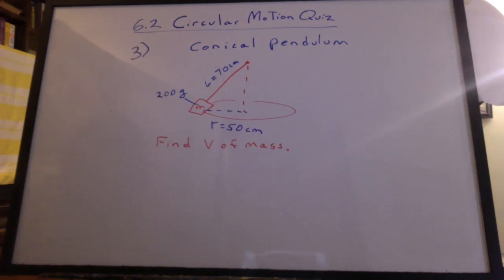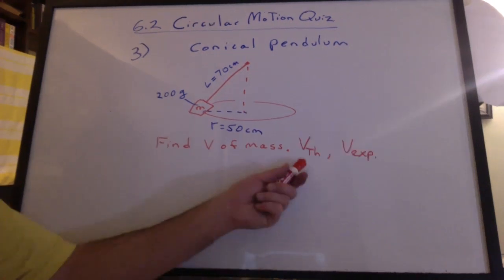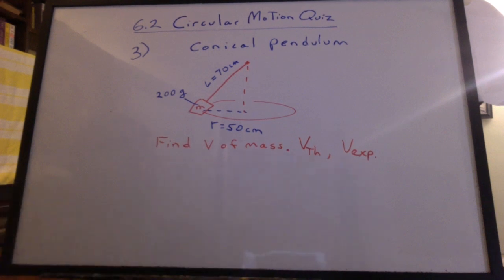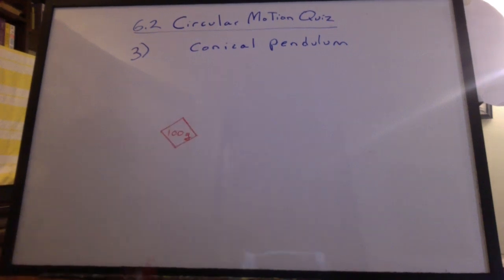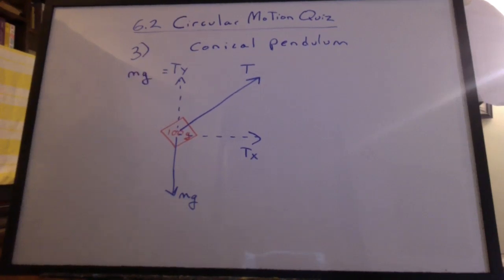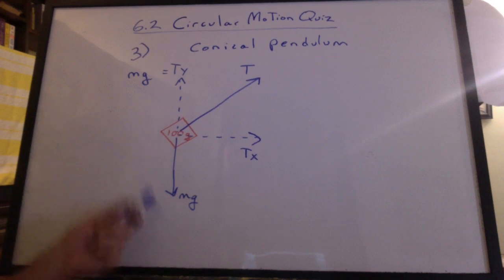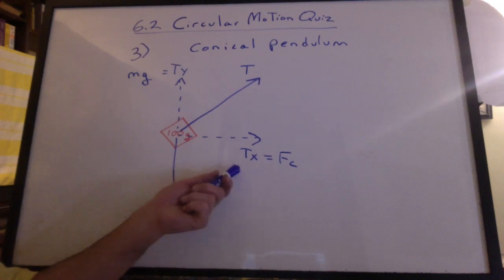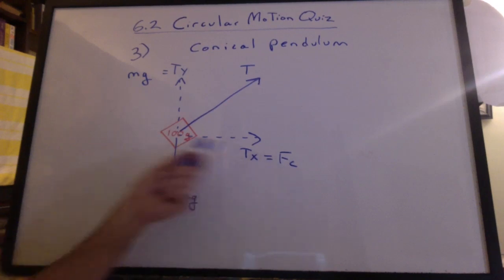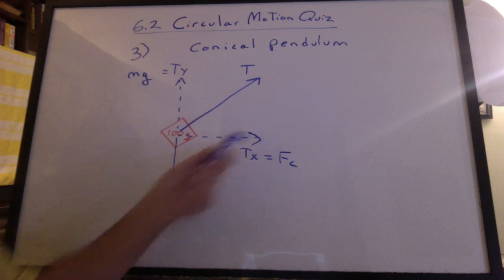Let's find the velocity of the mass. Let's get it theoretically and experimentally. Now pause the video and try to find it theoretically. First thing we'll do is draw a free body diagram. We have 2 forces acting on that mass. That's it. We're going to break the tension in the rope up into 2 components. The y component has to equal mg because it's not accelerating up or down. They have to be equal. The x component, therefore, is what's causing the FC. There is an acceleration towards the center of the circle.